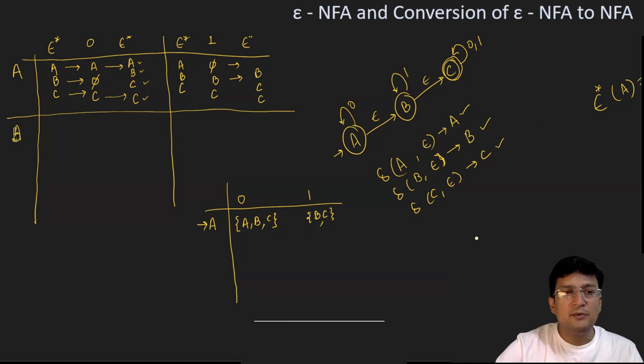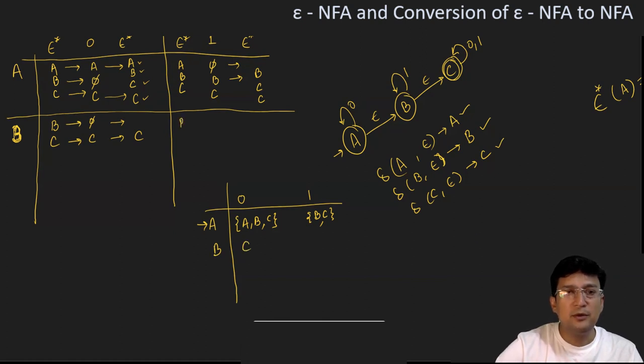Then we will define the transitions on B. Since we already have computed that the epsilon closure of B is B and C, B on getting 0 is undefined. C on getting 0 is defined and it remains at itself. There is no meaning of computing the epsilon closure of phi. So the epsilon closure of C is C itself. So I'll say that the state B on getting a symbol 0 goes to state C.